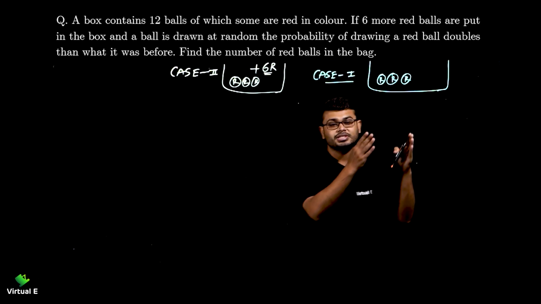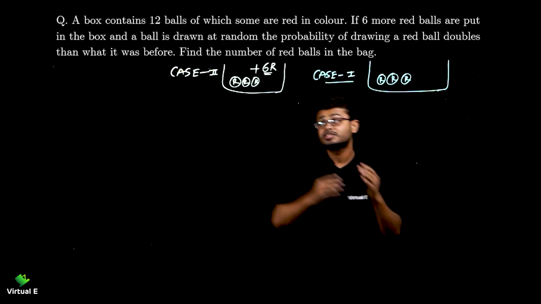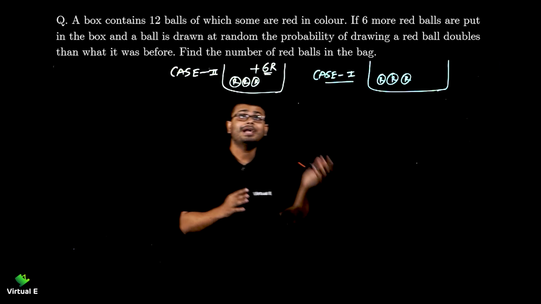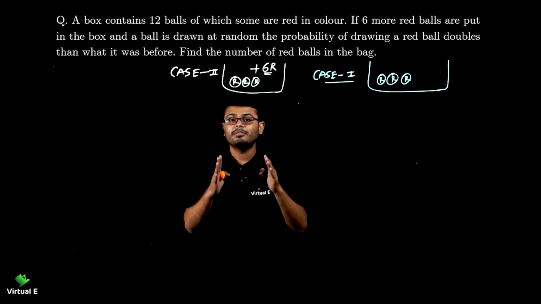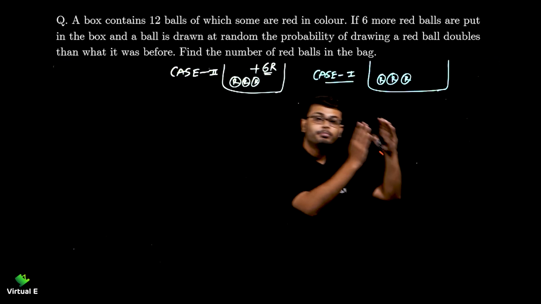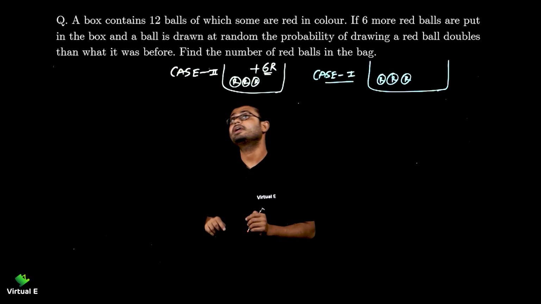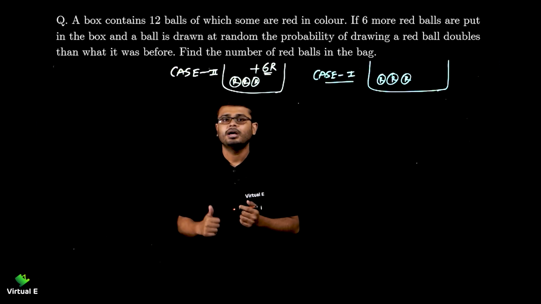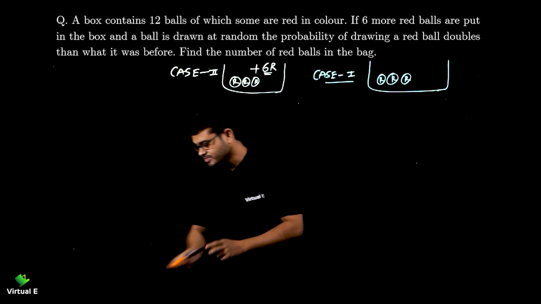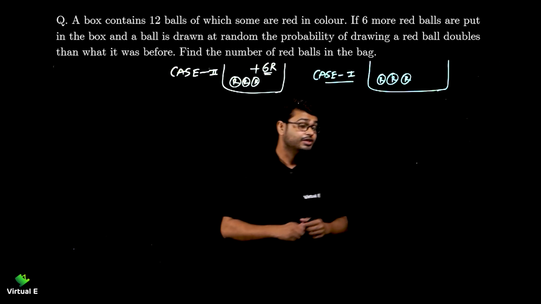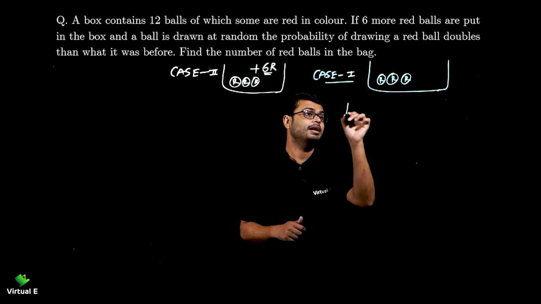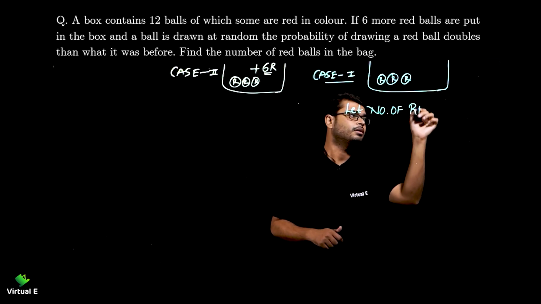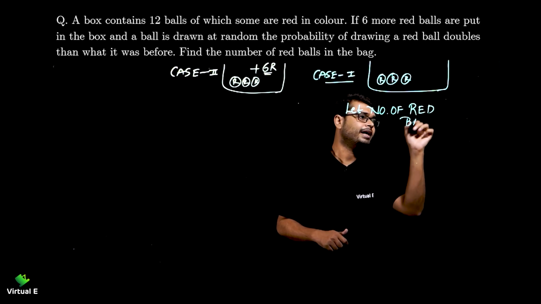Let's say suppose that here the probability is 1 by 5. So here it will be double, 2 multiplied by 1 by 5. If you add 6 more balls into it, the probability will be double compared to the previous case. Remember, what we need to find is the number of red balls in the bag. So let's start with the red balls because that's the only thing we need to find. So let the number of red balls be x.